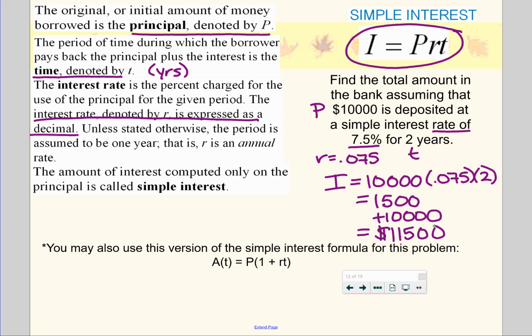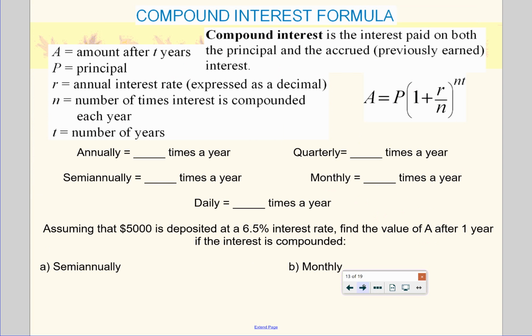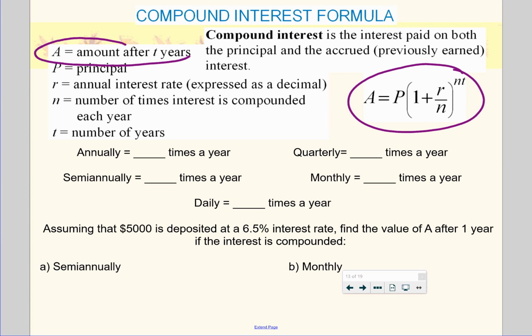No? All good? Okay. Let's do a problem with compound interest. So formula, again, you should probably recognize this. Lot of the same variables here. P is still principal, R is still your interest rate as a decimal, T is still time in years. A is our total amount after that many years, and then N is the new guy. N is going to be the number of times your interest is compounded each year.